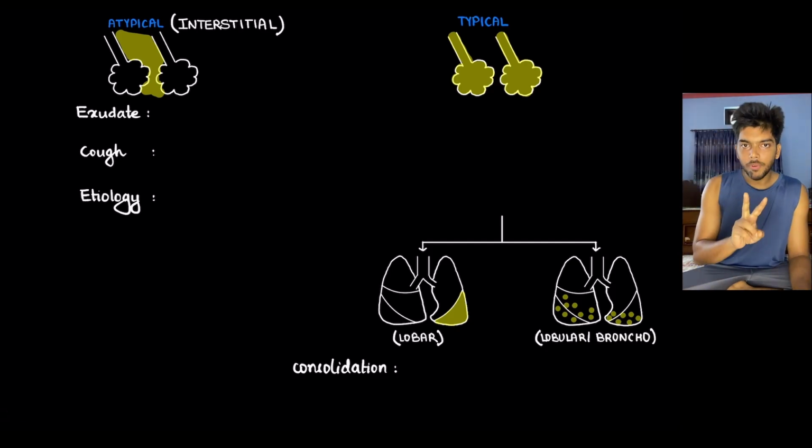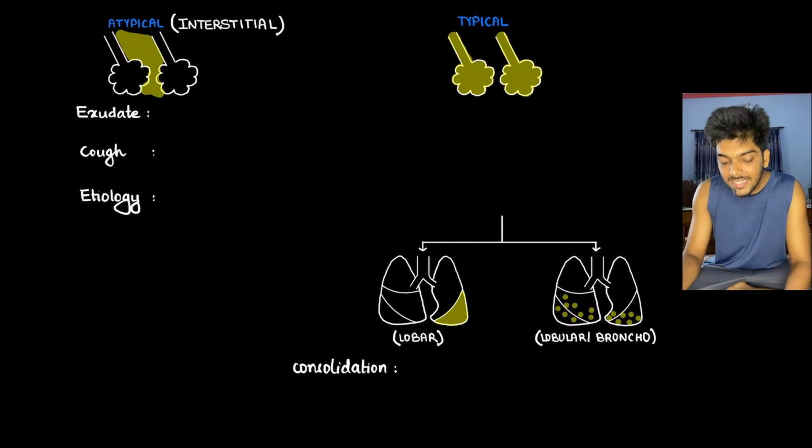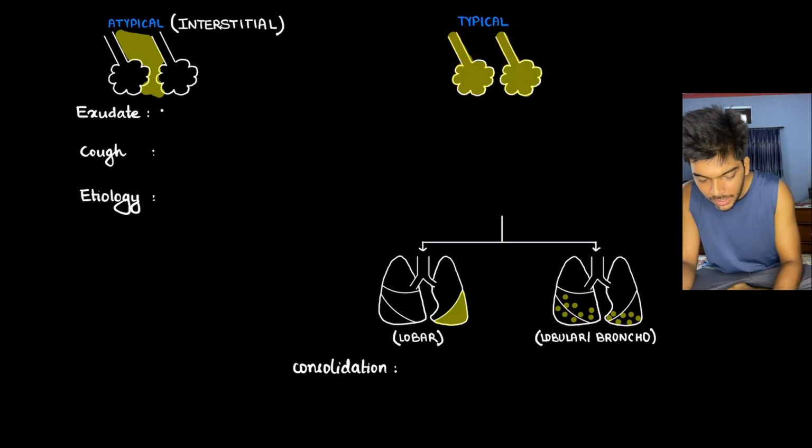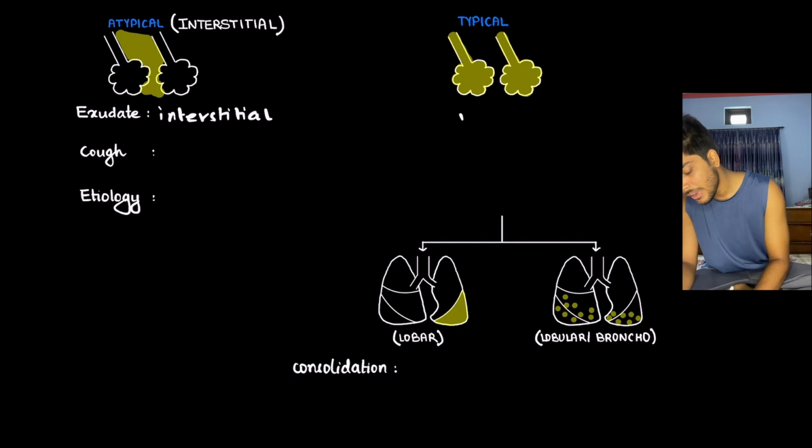Again, in more detail, you have two types of pneumonia. If it is the interstitial space that is filled with exudate, atypical pneumonia. If it is the intra-alveolar space that is filled with exudate, typical pneumonia. So atypical pneumonia, exudate is in the interstitial space. Typical pneumonia, exudate is in the intra-alveolar space.